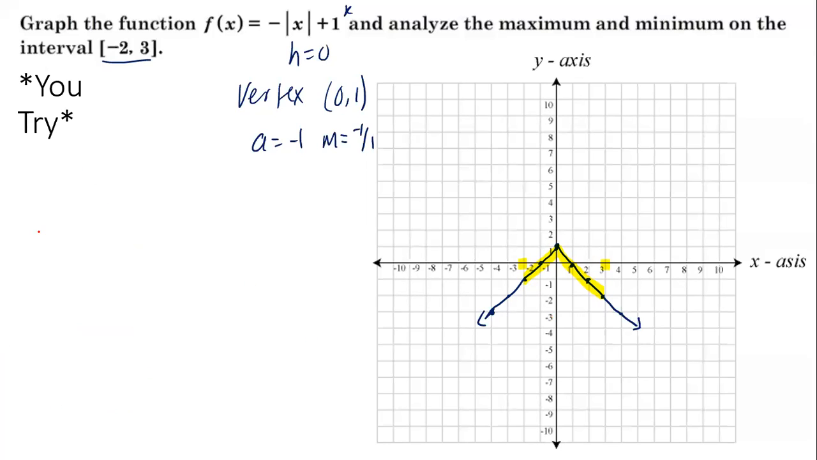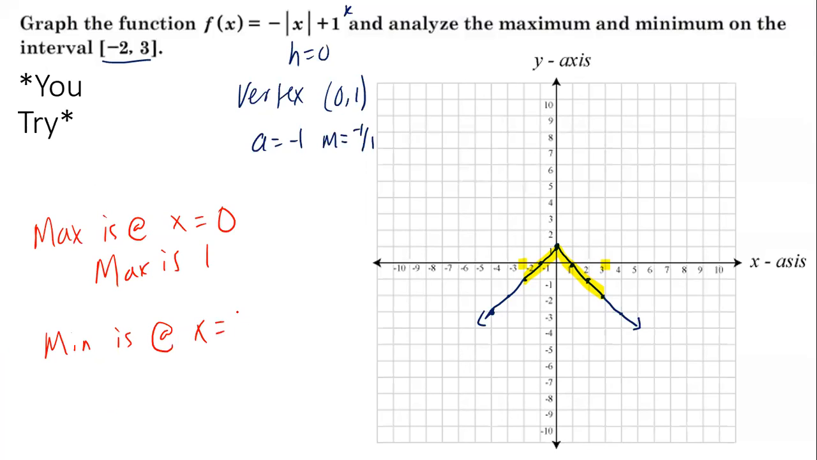On this interval, my max is at x equals 0, and the max is 1. My min is at x equals 3, and the min is -2. Boom.